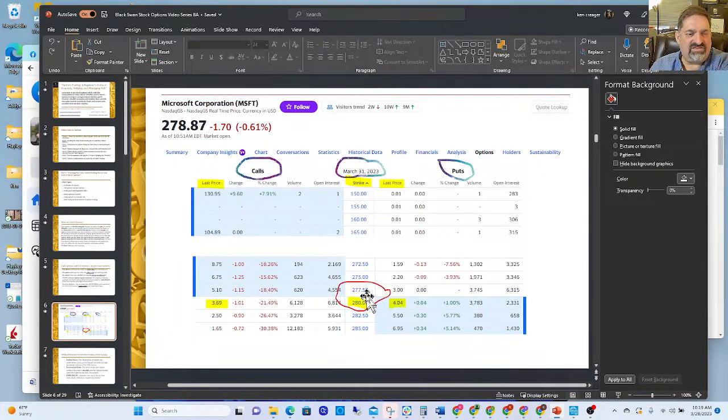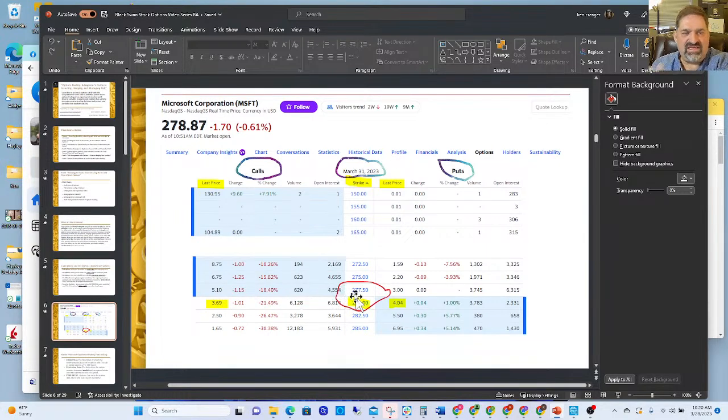If I go with the 277.50, the intrinsic value is only $1.37. But look, it's worth $3, right? So there's actually more time value than intrinsic value right now. And usually the max premium is going to be for strike prices on options contracts that are right near the current price. So this is a call option. If I wanted to buy this 277.50, I'd have to pay $5.10 per share, which is $510 per contract.